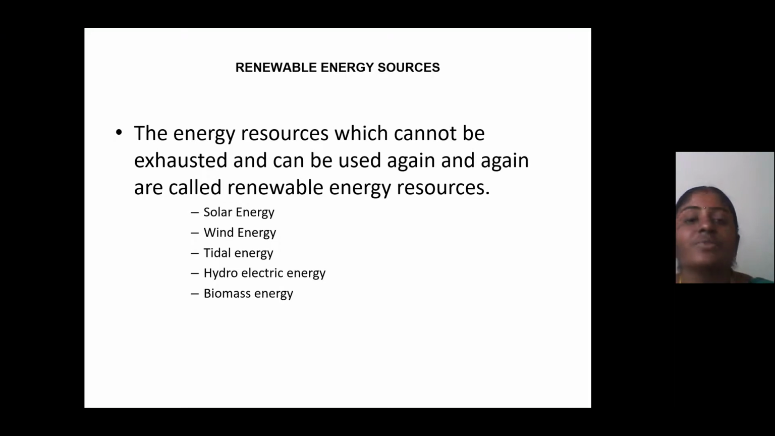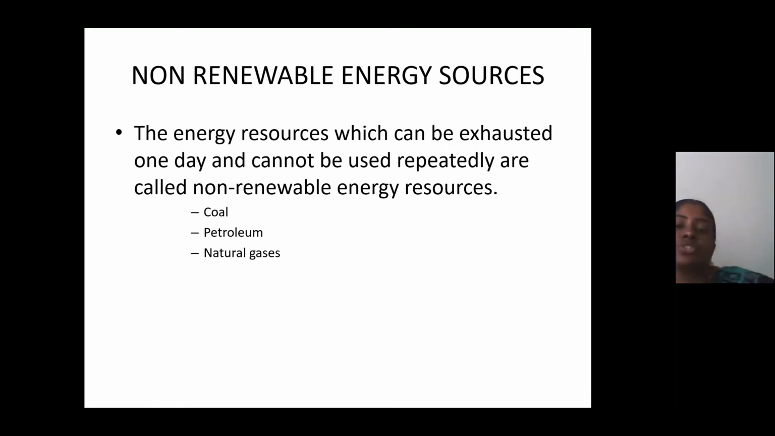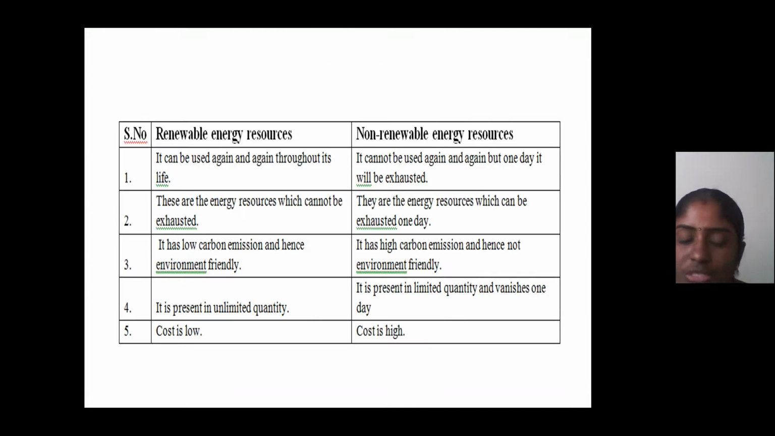The energy resources which cannot be exhausted and can be used again and again are called renewable energy sources. Solar energy, wind, tidal, hydroelectricity, and biomass are renewable energy sources. Non-renewable energy sources cannot be used repeatedly. Coal, petroleum, and natural gas are non-renewable energy sources. The difference is that renewable energy we can use again and again throughout its life, but non-renewable energy will be exhausted at one time.